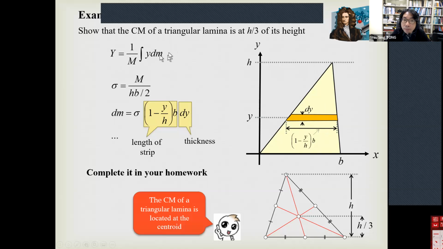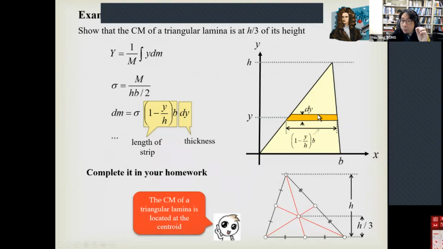We go back to the formula, integral of y dm over capital M. As we know, the density of the triangle will be the total mass of the triangle divided by the area of the triangle. For this triangle, we have h as the height and b as the base. So the area of the triangle is half h multiplied by b. Half the height multiplied by the base is the area of the triangle, right? Now again, we divide the triangle into a lot of strips which are parallel to the x-axis. So again, the height is dy, but how do you find the width?